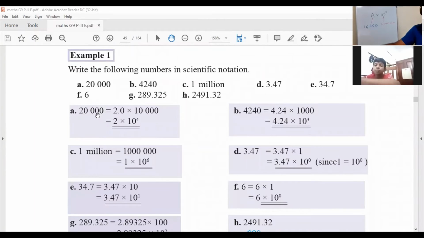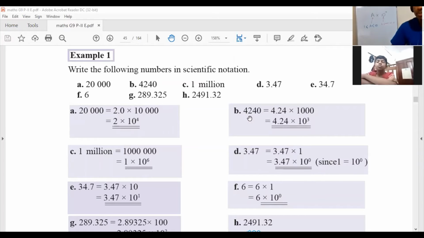20,000. Here 20,000. We have to write it in scientific notation. What we should do? 20,000 equals 2.0 times 10,000. 2.0 is the number between 1 and 10. Because 2 should be multiplied by 10,000 to get 20,000. You know that. Then 10,000, as a power of 10, it is 10 to the power 4.